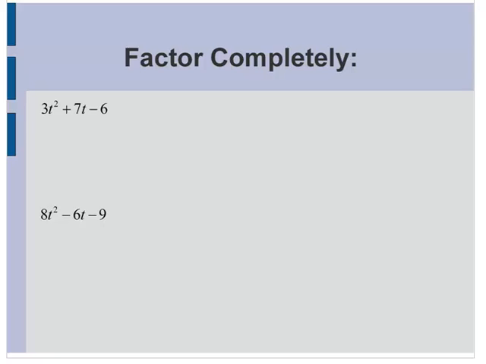Alright, 3t squared plus 7t minus 6. Let's see. No common factor. So, using the same technique, 3 times negative 6. And be careful, keep that entire negative. 3 times negative 6 is negative 18. So I need a pair of numbers that multiplies to negative 18 and adds to positive 7. Alright, so be careful here. Since we have a negative product, I'm going to need different signs.